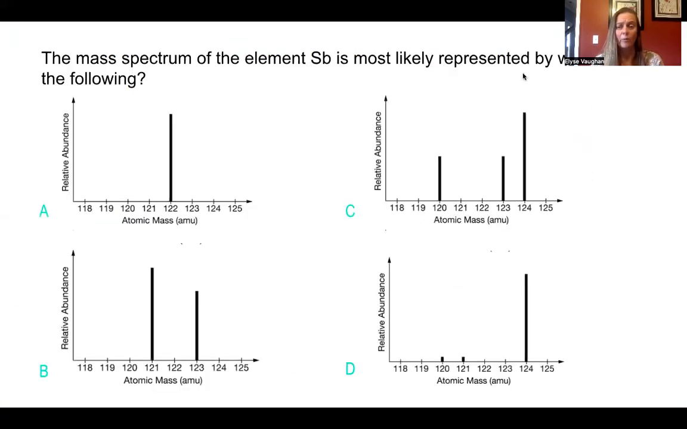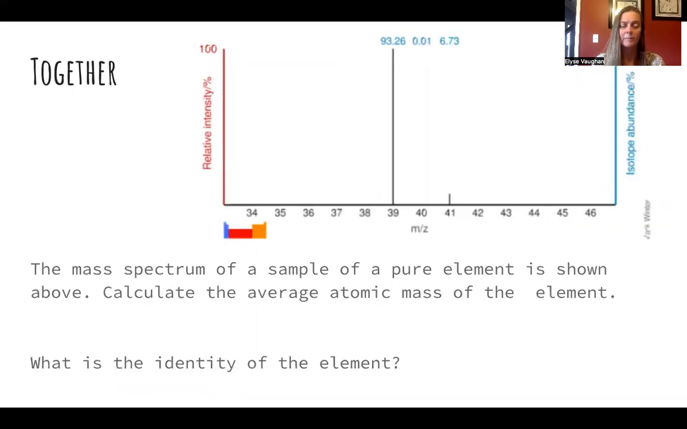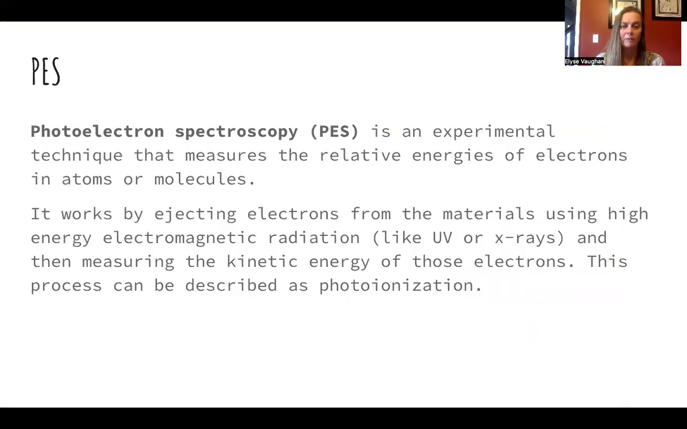Okay, so we'll go over this one together in class. It's asking us to figure out the mass spectrum of the element antimony is most likely represented by which of the following. So I want you to think about it. Which of these has the same average atomic mass as antimony? Okay, and again, we'll do those together.